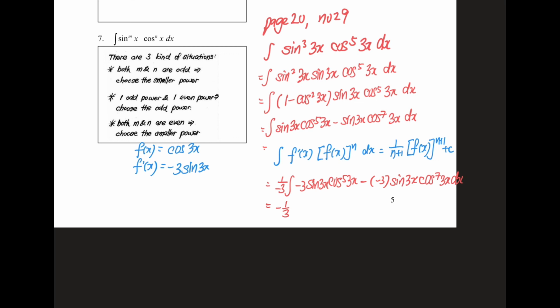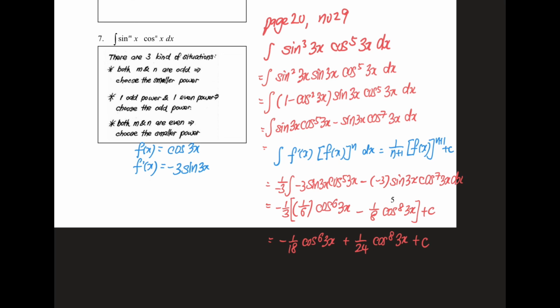For the first term, I will get 1 over 6 cos 6 3x. For the second term, I will get 1 over 8 cos 8 3x plus c. Okay, so simplify this: negative 1 over 18 cos 6 3x, positive 1 over 24 cos 8 3x plus c. So this is what we get for question 29.